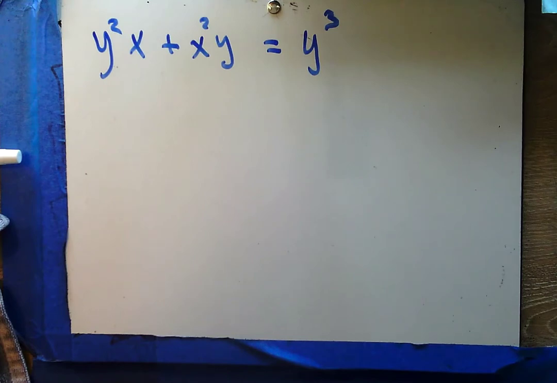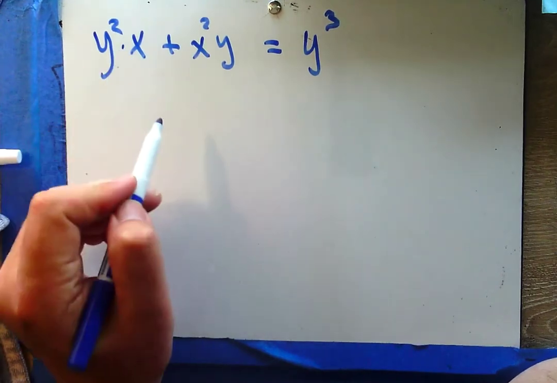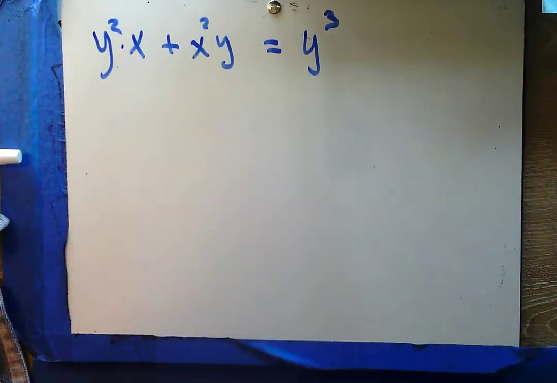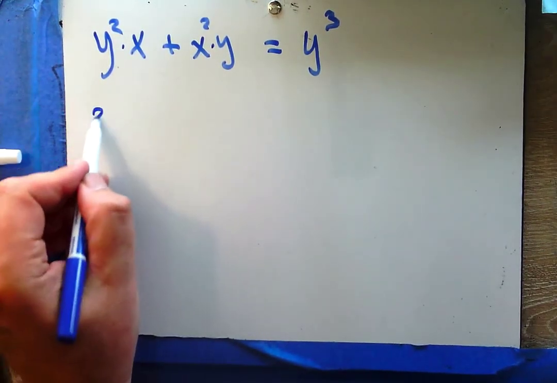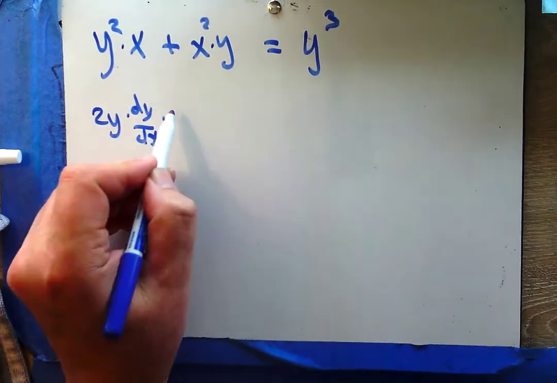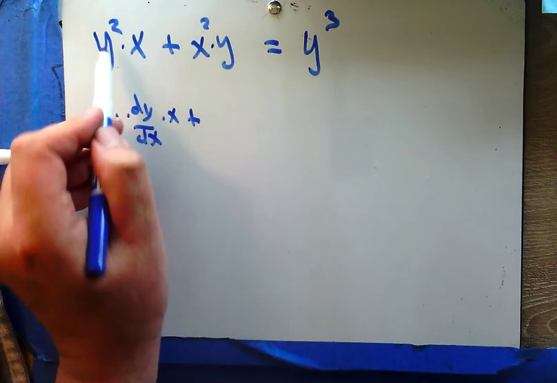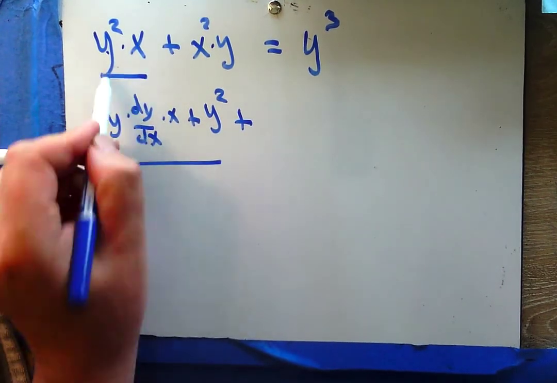Okay. Did you finish? How'd it go? Are you almost done? Well, if you're watching this, you must be back, mustn't you? Okay. So, product rule. The derivative of this times that, 2y dy dx times x, plus this times the derivative of that. So all of this is the derivative of that.